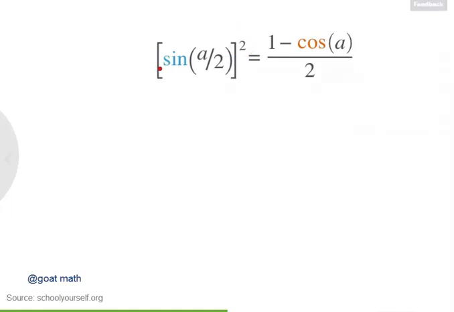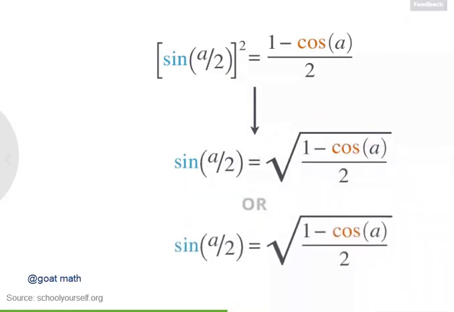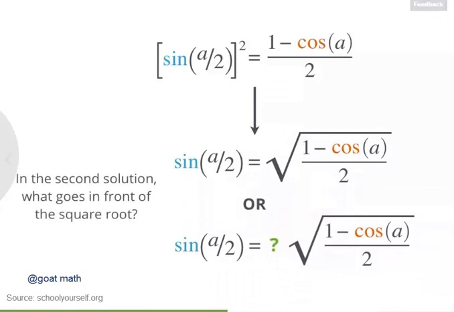So, if we're solving for the sine of a over 2 here, one solution is to take the square root of both sides. So the sine of a over 2 can equal the square root of 1 minus cosine a over 2. But there's a second possible solution here. What can you put in front of the square root to get another solution for sine of a over 2 in this equation up here?